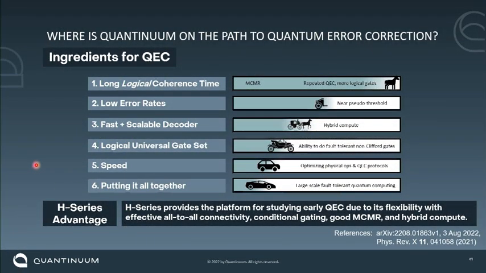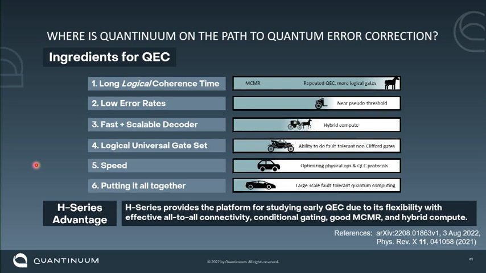So this is kind of a not necessarily generic wrap-up slide, but where are we on the path to demonstrating error correction? These are kind of the ingredients that you need. You need long coherence time, which means you need the ability to do repeated rounds of error correction. You need low error rates. You want to be not at pseudo threshold, but below it. You need a fast and scalable decoder. We're not there yet, but we certainly have the infrastructure to start looking at these things.